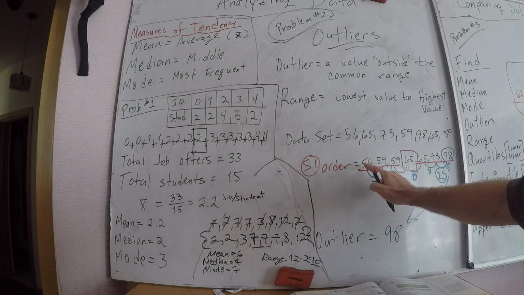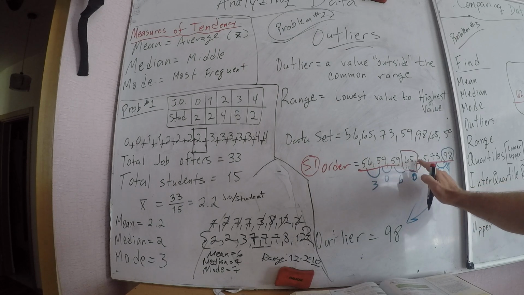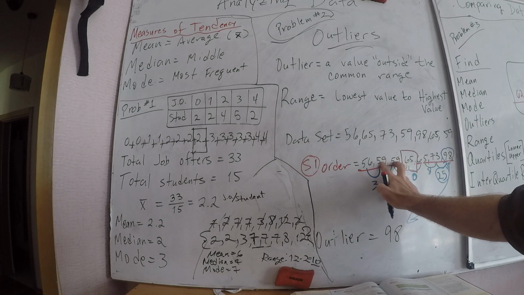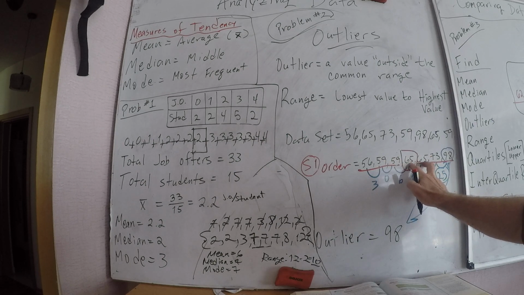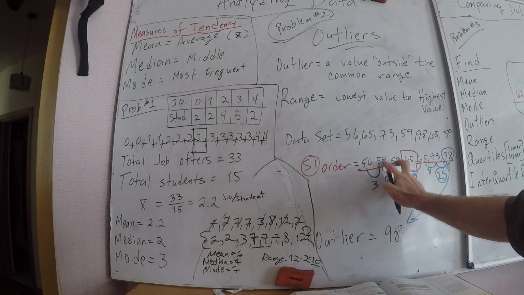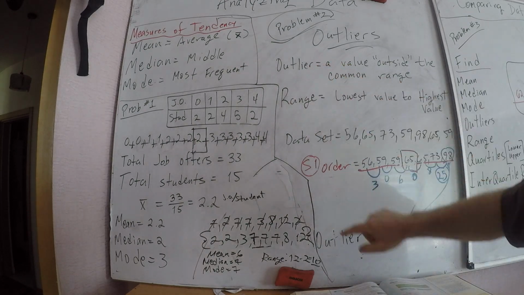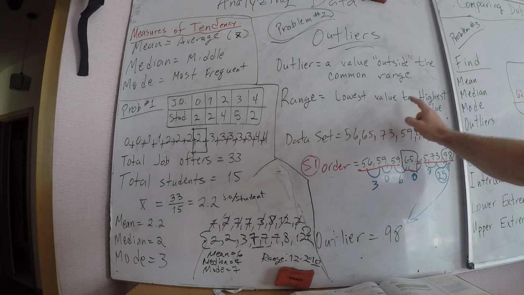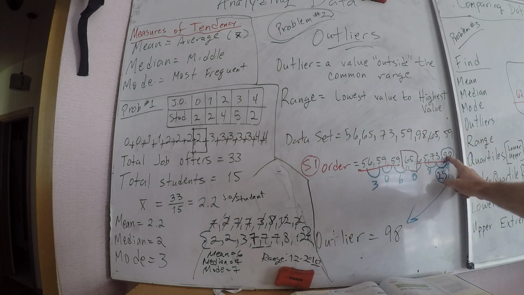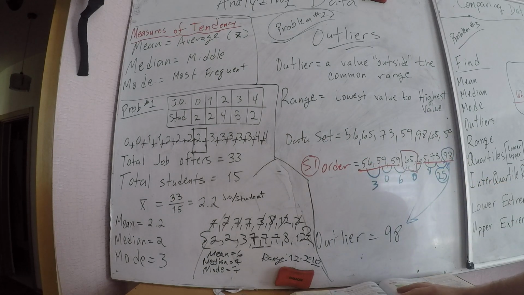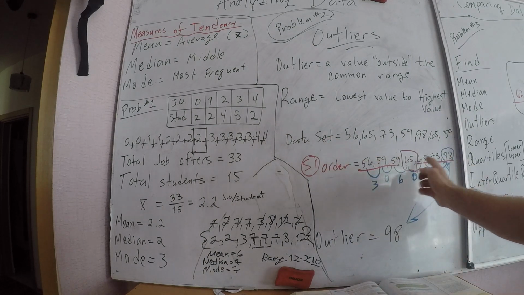The mode. 56, 59, 59, 65, 65, 73, 98. Well, there's 2 59s and 2 65s. So the mode would be 59 and 65. We already said the outlier is 98. What about the range? The lowest value to the highest value. 98 minus 56 is 42. So the range would be 42. Okay? This is the data set.